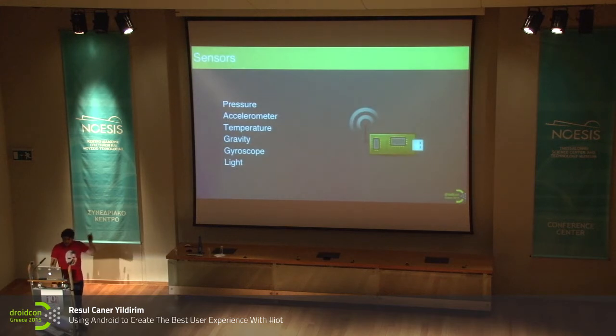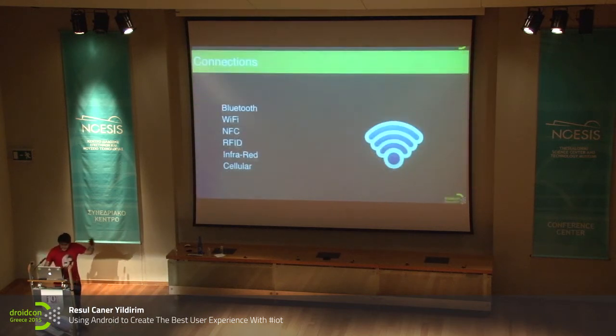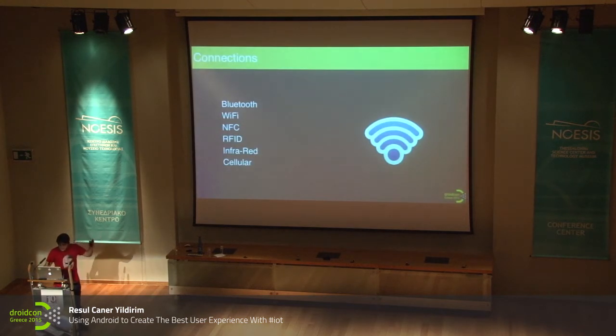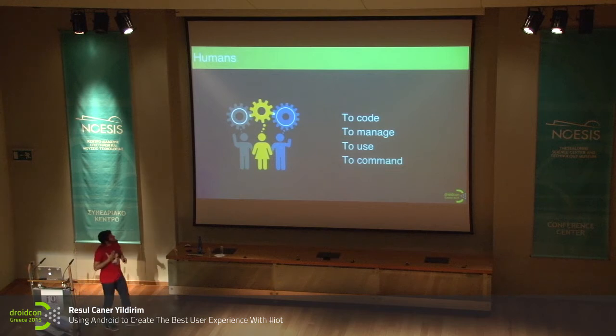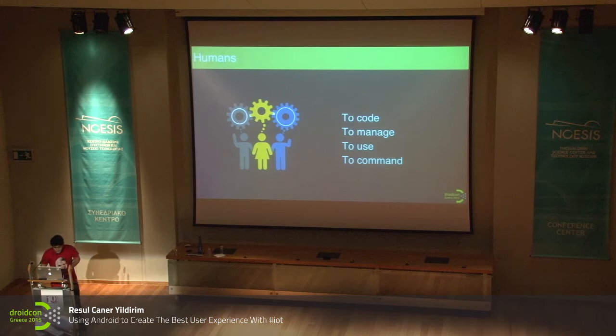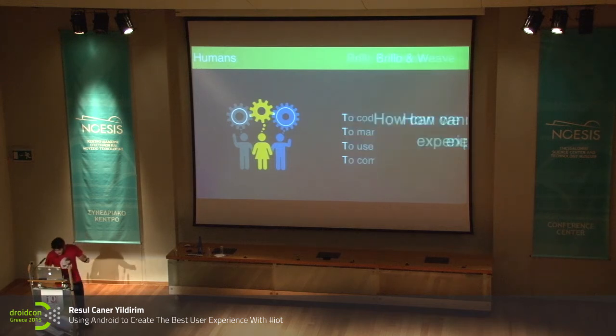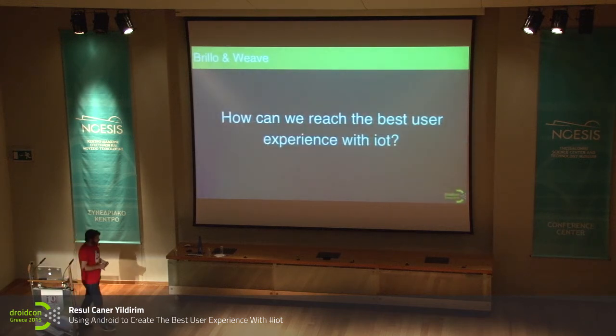So it uses pressure sensors, accelerometers, temperature, gravity, gyroscope, lights. They all collect data and send this data via Bluetooth, Wi-Fi, NFC, RFID, infrared, whatever you want. Then we, as humans, collect them and use them to manage this system or command or code. So, how can we reach the best user experience with IoT?